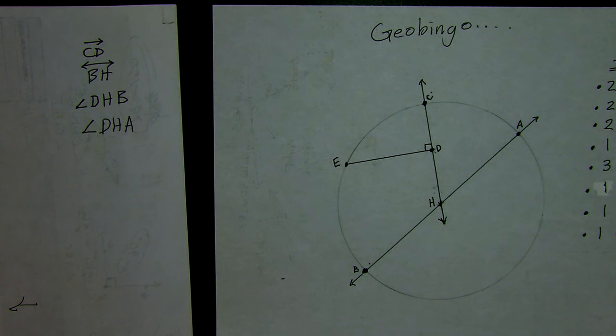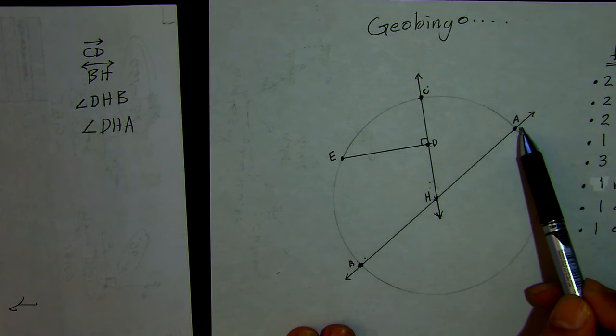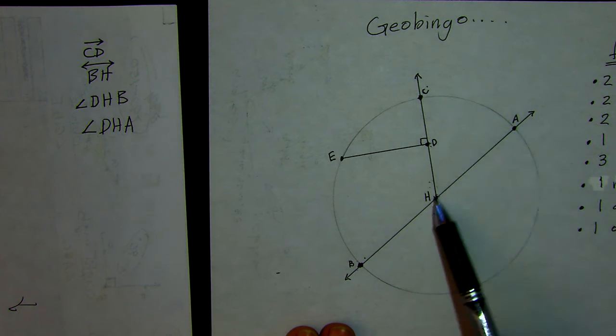All right, going once, questions? Going twice? You getting the hang of this? I think you are. Okay, DHA can also be CHA. Perfect, Kim, you got it. CHA.